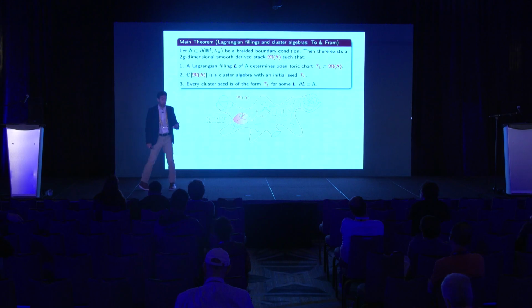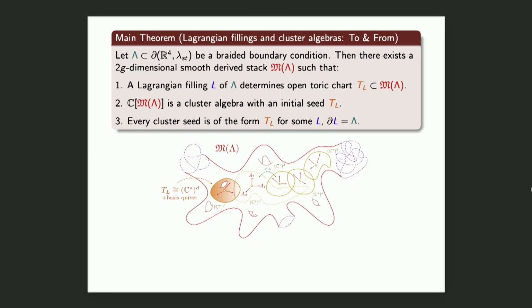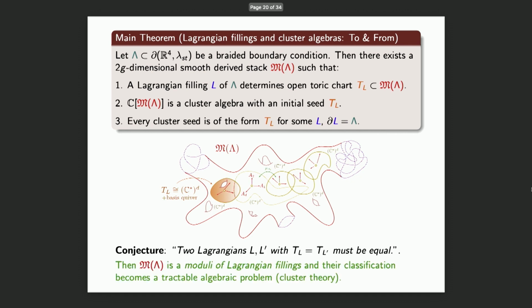And part 3 of the theorem is every such torus comes from a Lagrangian filling. So it's a statement about surjectivity of the map from Lagrangian fillings to cluster seeds, these kind of seeds inside of my space. And now the conjecture is this is actually injective. In fact, what I conjecture is if you have two Lagrangians, L and L prime, and you get the same toric chart inside of the moduli space, then necessarily they have to be exact Lagrangian isotopic, Hamiltonian isotopic.